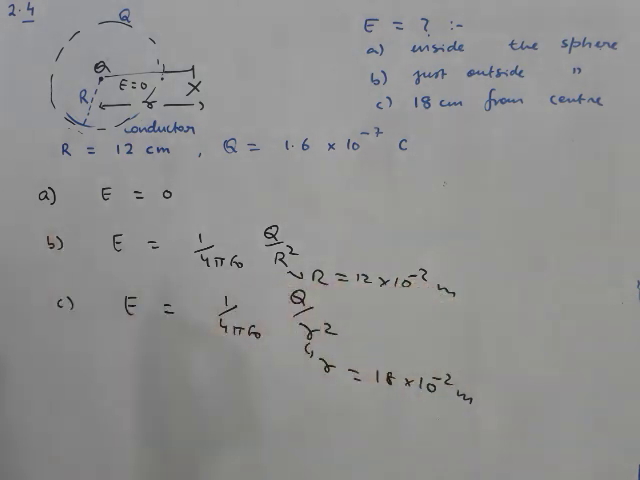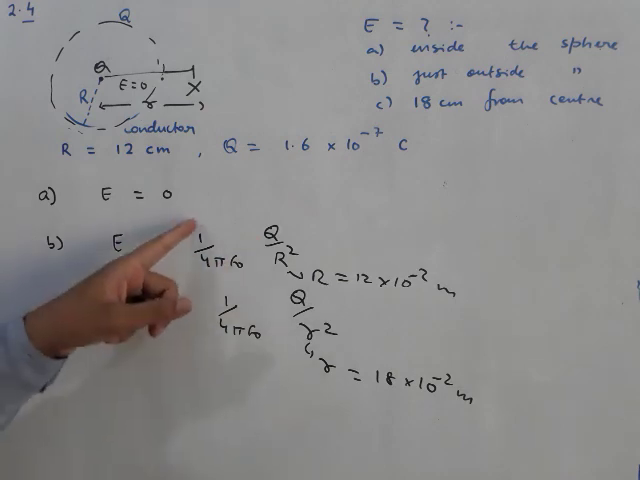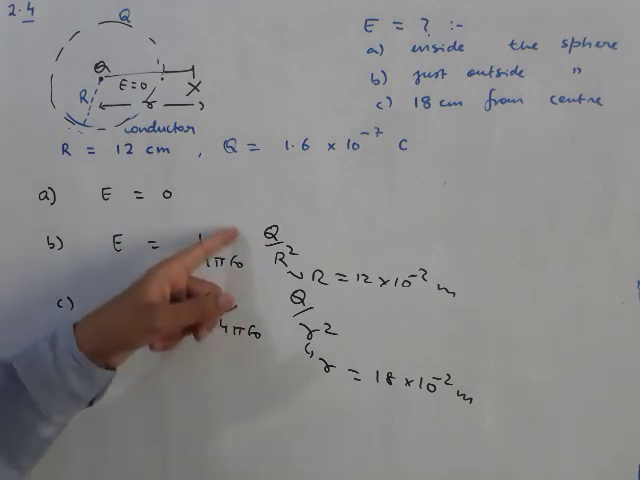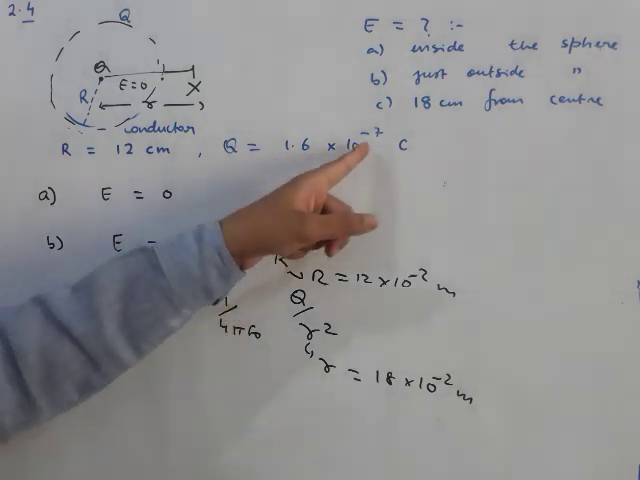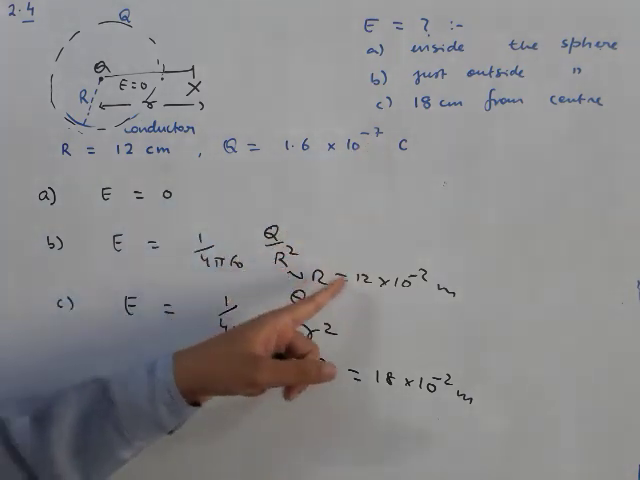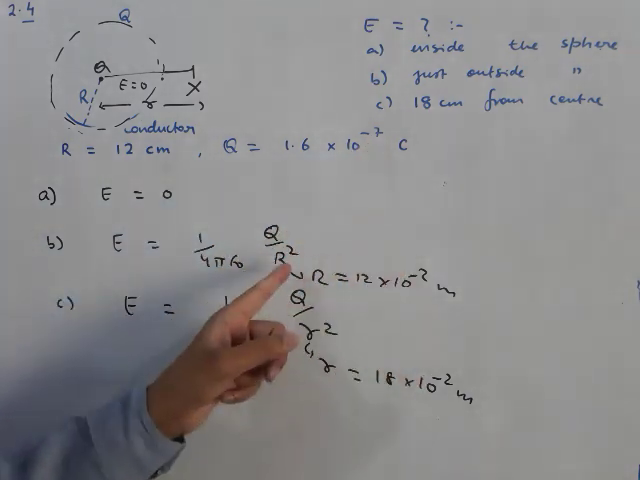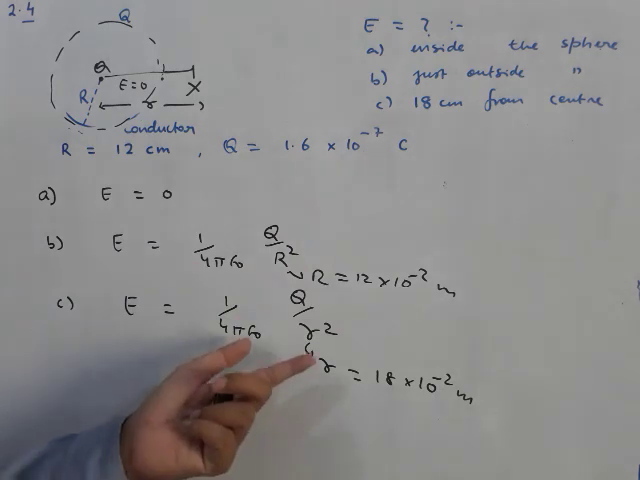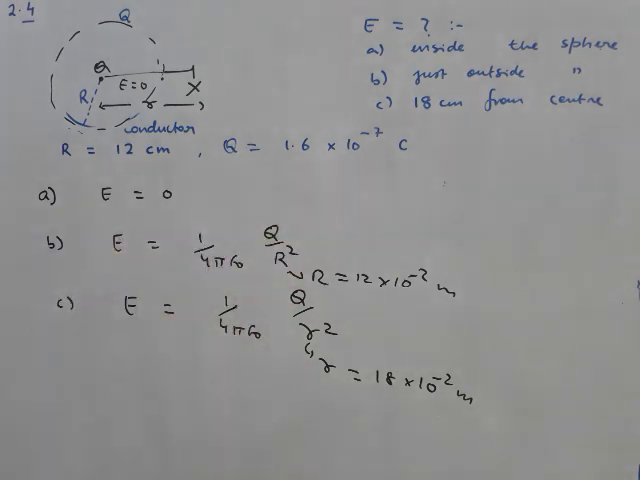Now in these two expressions you have to substitute the value of epsilon naught and q. So this becomes 9 into 10 to the power 9, q is 1.6 into 10 to the power minus 7 coulombs, and R is 12 times 10 to the power minus 2 meters. It's a square. Likewise substitute the values here and you can match the answers that you get from your textbook. Let's see the next question.